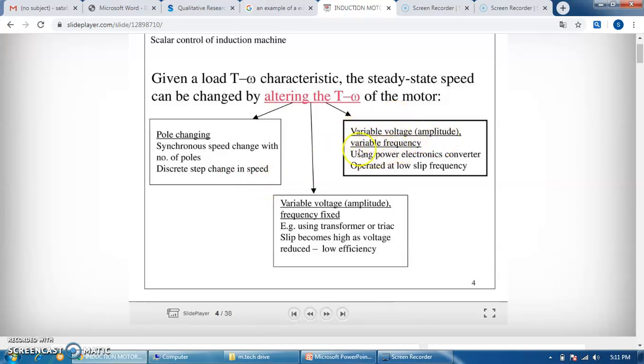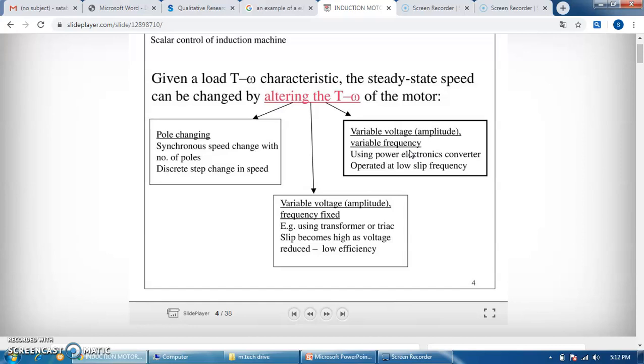The second method is the variable voltage, variable frequency method. It's a very important method. Specifically, it is known as VVVF control, or variable voltage, variable frequency control. So what is this control? By varying the input voltage, we can control the speed of the induction motor. Similarly, by varying the frequency, we can also control the speed of the induction motor, as the frequency is directly related to the synchronous speed.